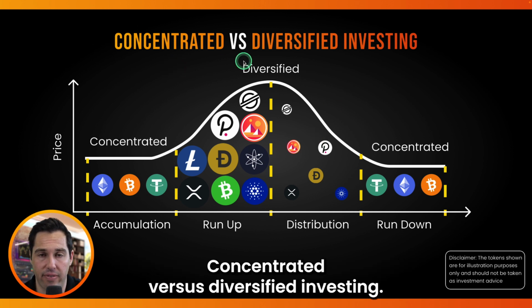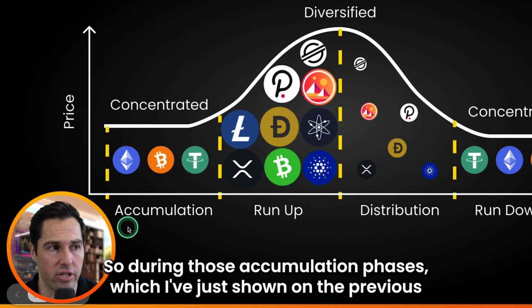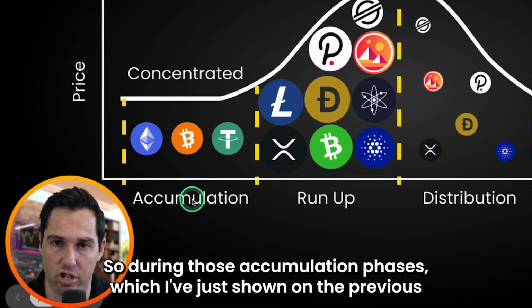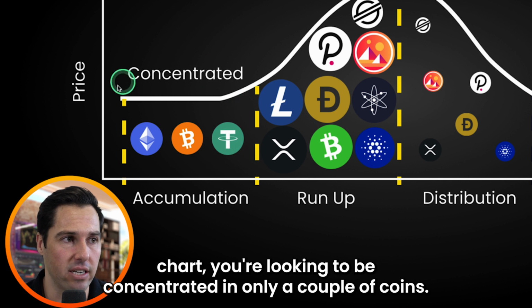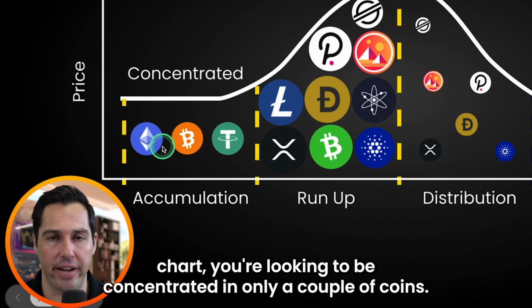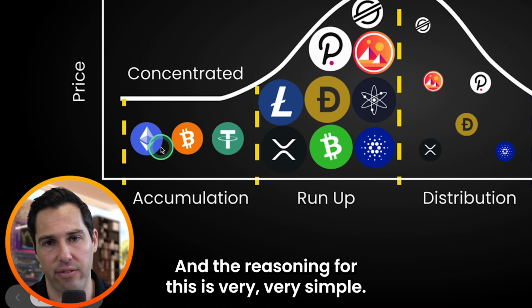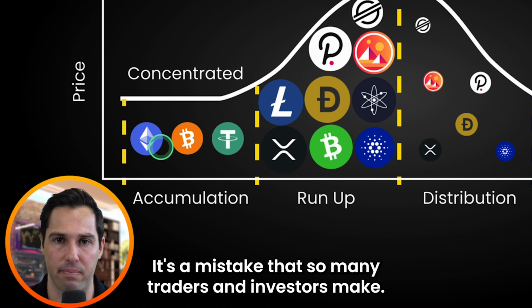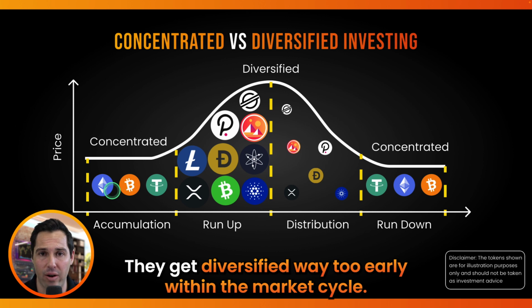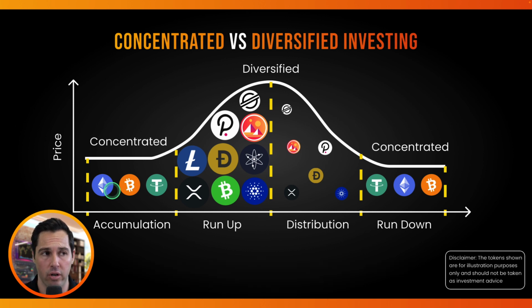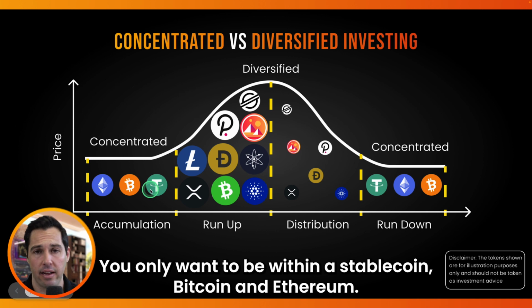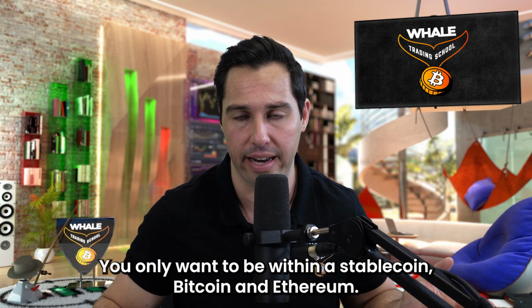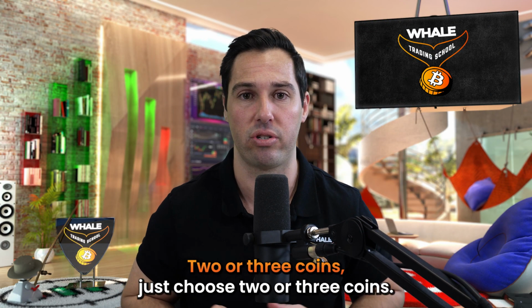Concentrated versus diversified investing. So during those accumulation phases, which I've just shown on the previous chart, you're looking to be concentrated in only a couple of coins. And the reasoning for this is very, very simple. It's a mistake that so many traders and investors make. They get diversified way too early within the market cycle. You only want to be within a stable coin, Bitcoin, and Ethereum. 2 or 3 coins. Just choose 2 or 3 coins.